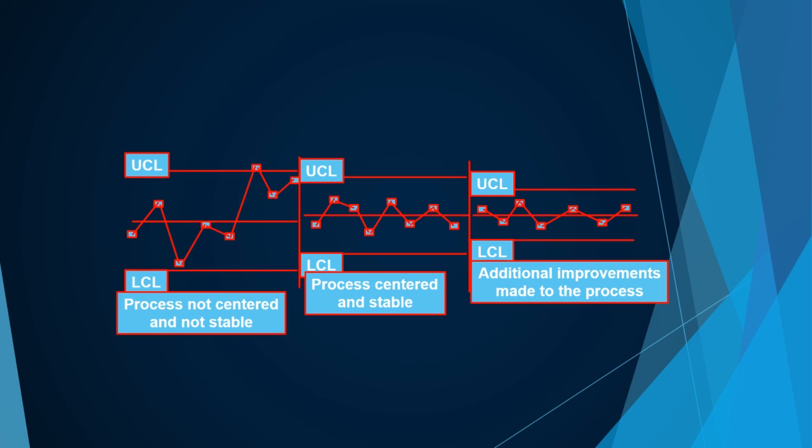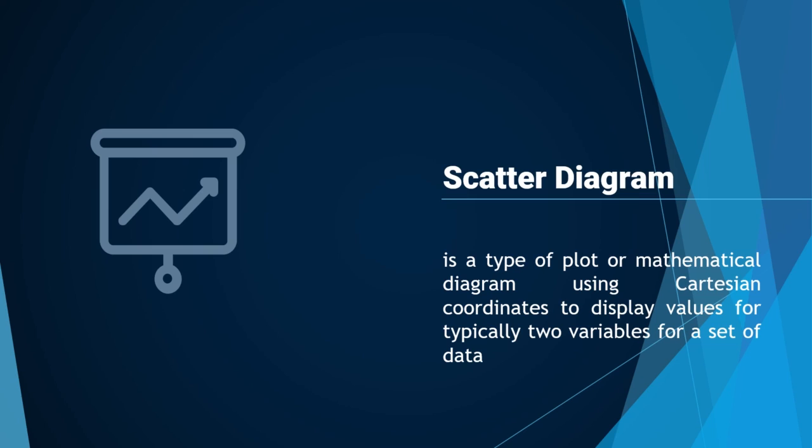So this is about an example. In the first experiment, the processes are not centered at the start, and it is not stable. In the second category, we made many trials and tried to bring it to the center, so the processes are centered and stable. Then again, after multiple experiments and trials, we made it maximally centered, with additional improvements made to the process, and now we can tell that it is having the quality that we expected.